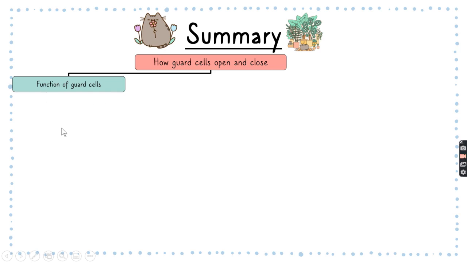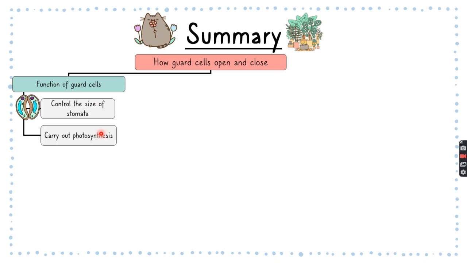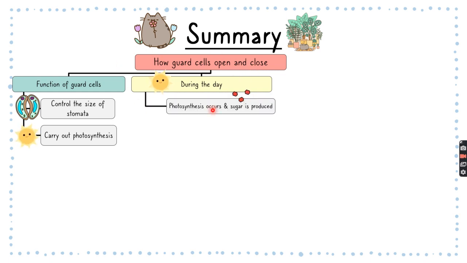of guard cells. So there are two functions of guard cells. The first one is to control the size of the stomata. And secondly is to carry out photosynthesis. So how do they open and close? We can pretty much divide this in terms of the time of the day. So during the day, photosynthesis occurs, and that's when sugar is produced.